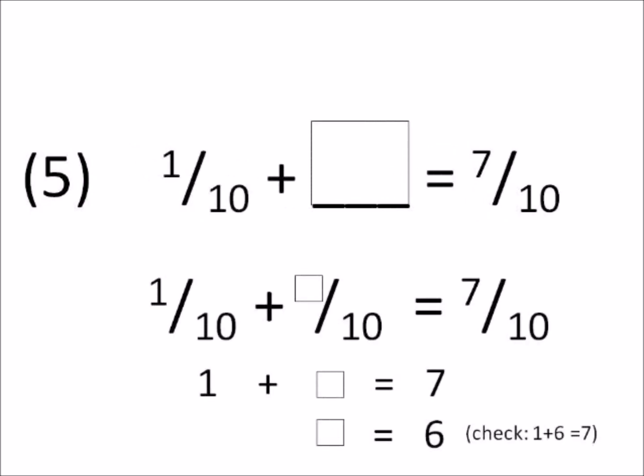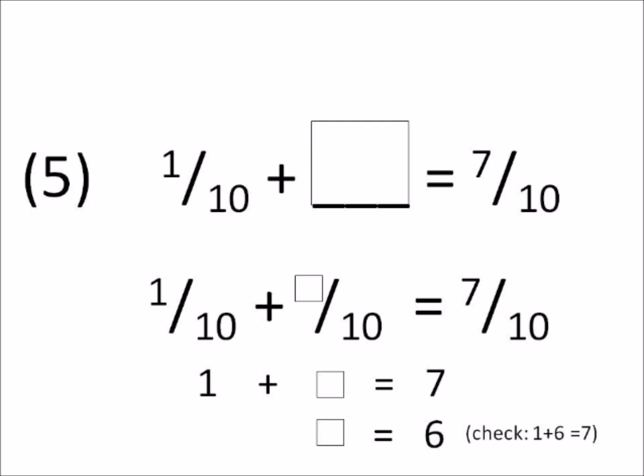So this is how you're going to work it. 1 over 10 plus a fraction over 10 is equal to 7 tenths. So you have all the tens on the bottom, so that's straightforward for the denominators. You know it has to be 10. The numerators must add to give you 7. 1 plus something is 7.